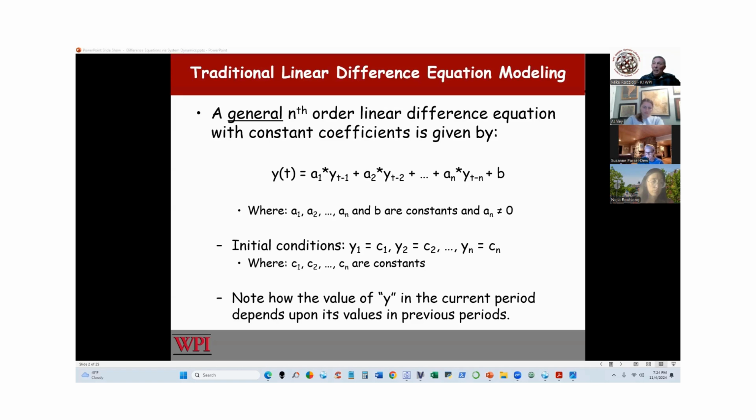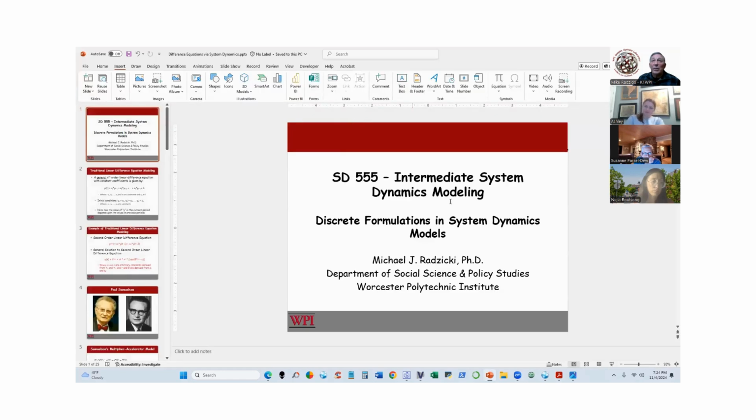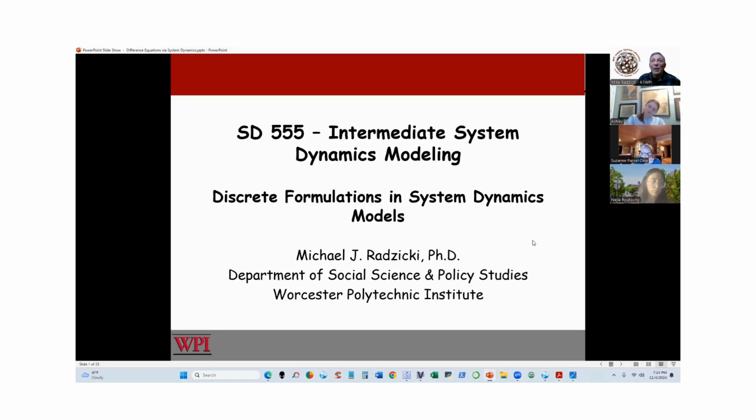My cursor always disappears. Cursor is on this one, but it's disappeared on this one. I don't know why that is. So let's try this again. You can see my cursor. Here we are.